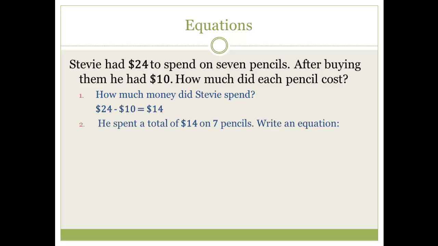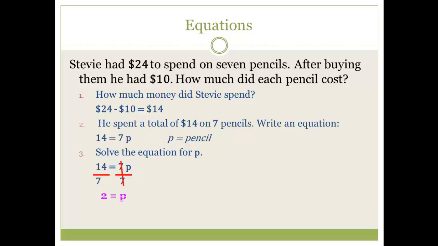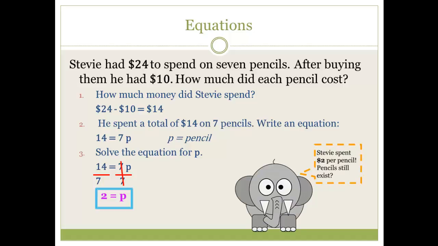Next, we would write an equation. 14 equals 7p, where the letter p stands for pencil. Lastly, we would solve for p. We would divide both sides of the equal sign by 7 and find that p is equal to 2. That means Stevie spent $2 per pencil.